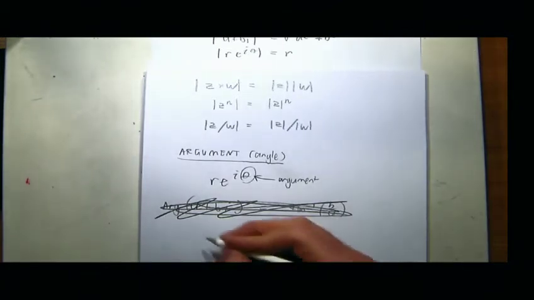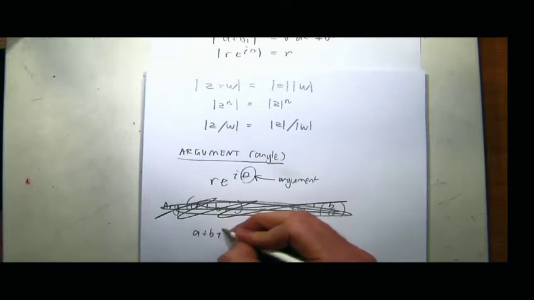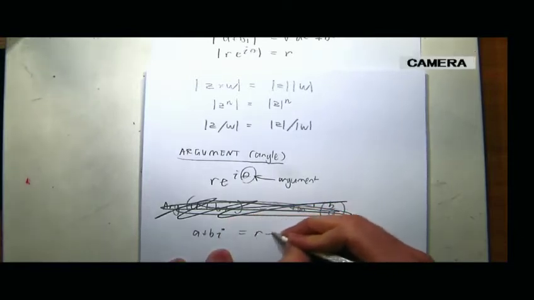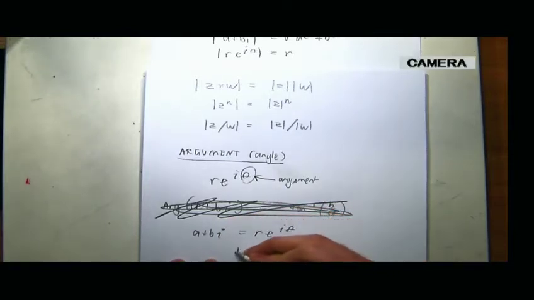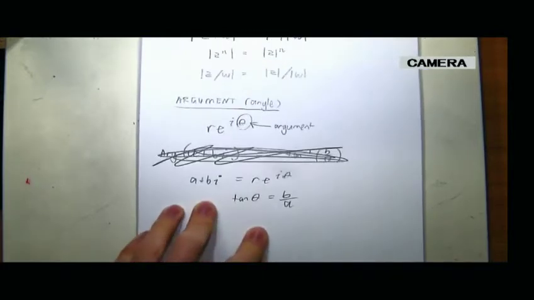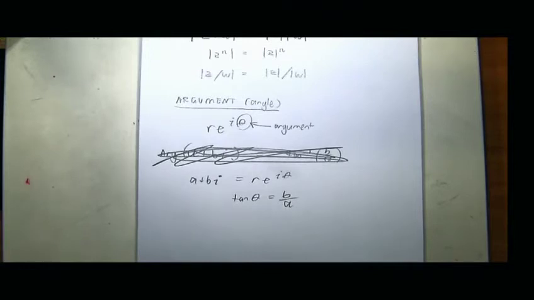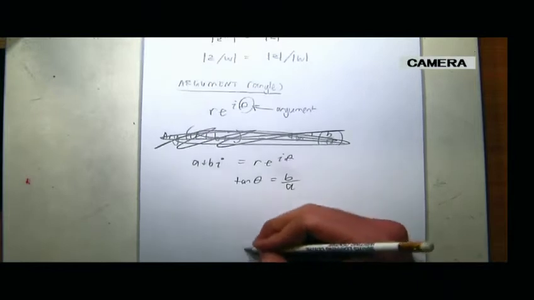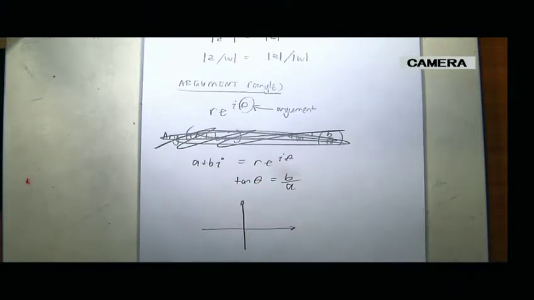If you have a plus bi and it happens to be equal to r e to the i theta, then tan theta is totally definitely b on a, but theta might not be arctan of b on a, because tan inverse only produces angles between minus pi on 2 and plus pi on 2, and your angle might need to be bigger. So what you do need to do when finding arguments is to just locate your complex number.